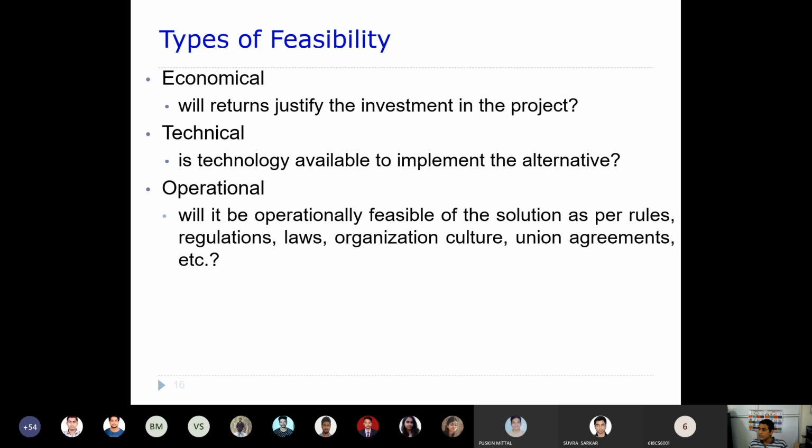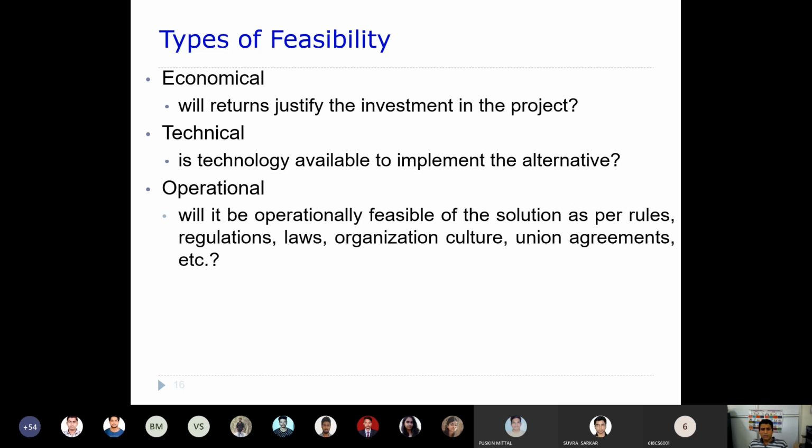In technical feasibility, we see whether the technologies available can be used to implement the alternatives or not, whether there is any technology available to implement or not. If there is no technology available, then at this point of time you can say that the alternatives may not be acceptable.